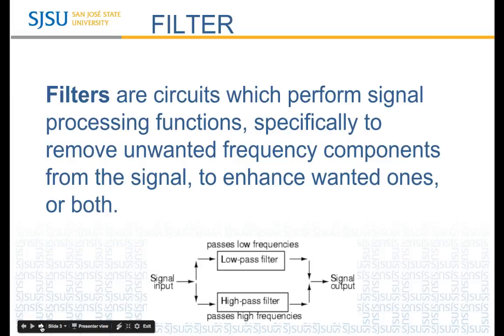So filters are basically circuits that perform signal processing functions in order to remove the unwanted frequencies and enhance the wanted ones, or they may also be used to do both of the functions altogether. As can be seen here, a low pass filter passes the low frequency and attenuates the high frequency, whereas the high pass filter over here passes the high frequency and attenuates the lower frequency. Similarly, a combination of both low pass and high pass filters that passes the frequencies in a given range and attenuates other frequencies can also be designed. This is just a very simple basic definition.